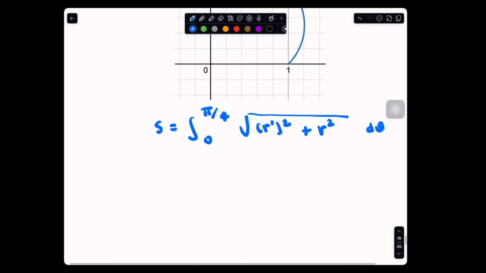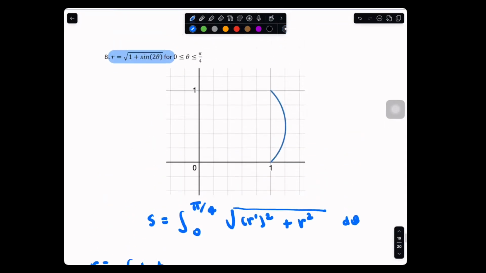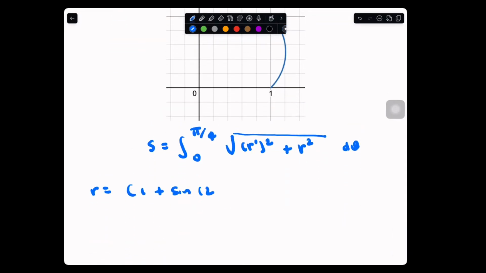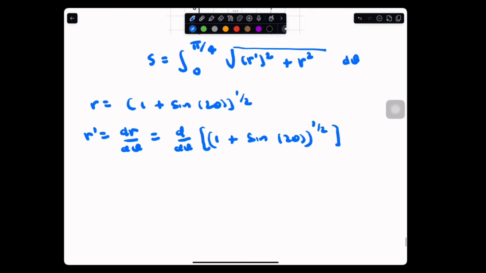All right, so r is 1 plus sine double theta to the 1/2 power, and r prime is dr d theta. Let's get this derivative. 1/2, 1 plus sine 2 theta to the minus 1/2.